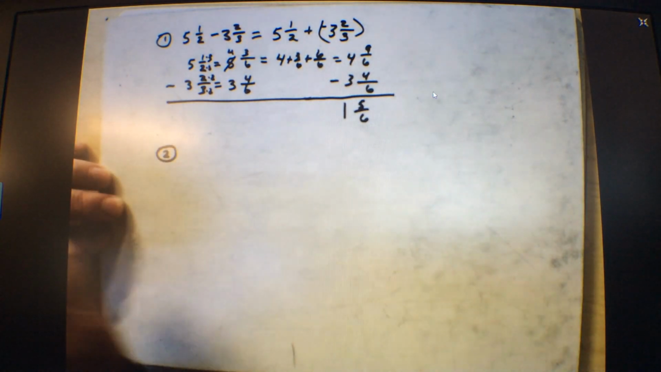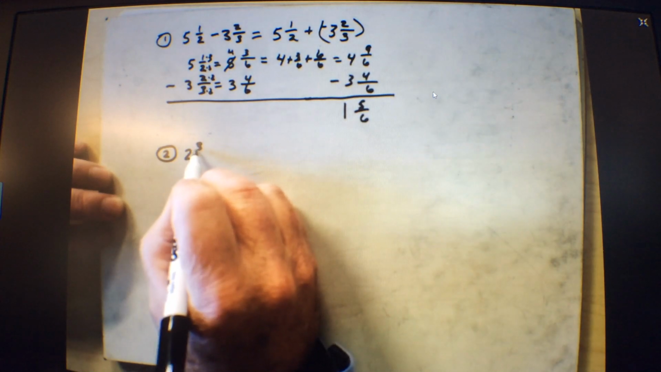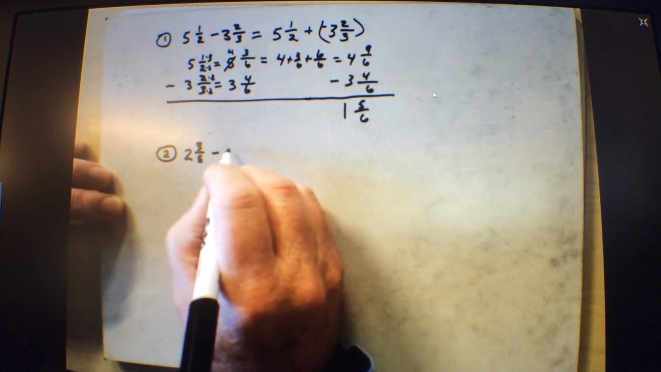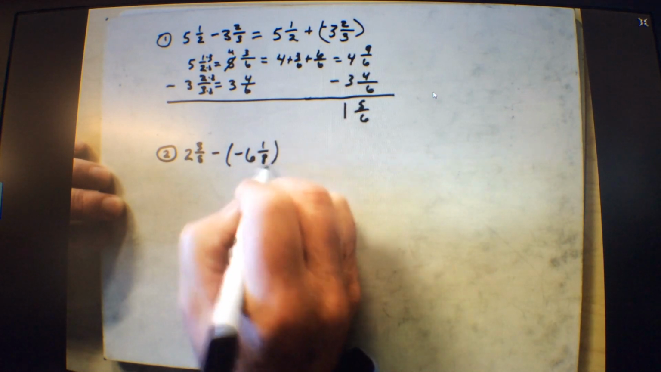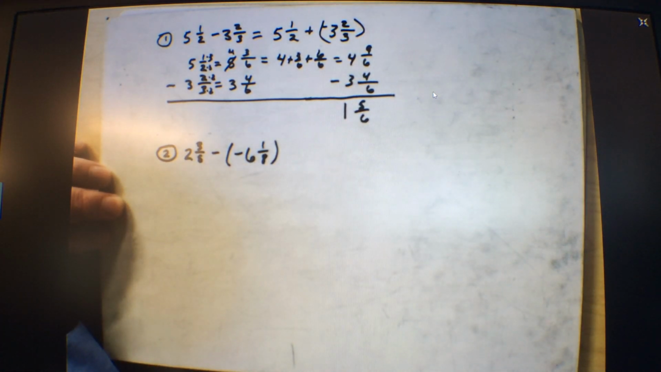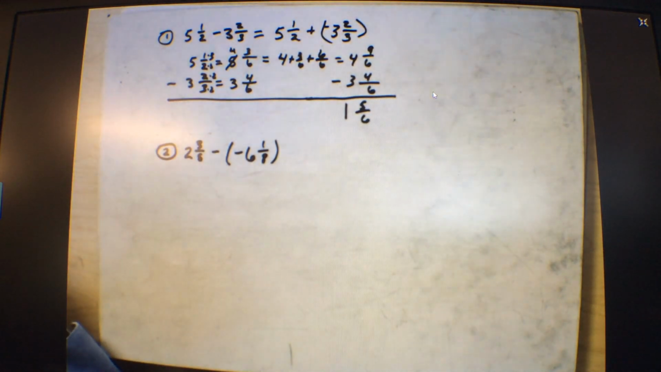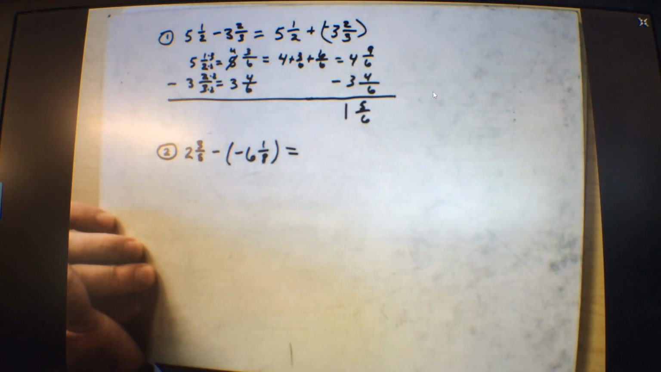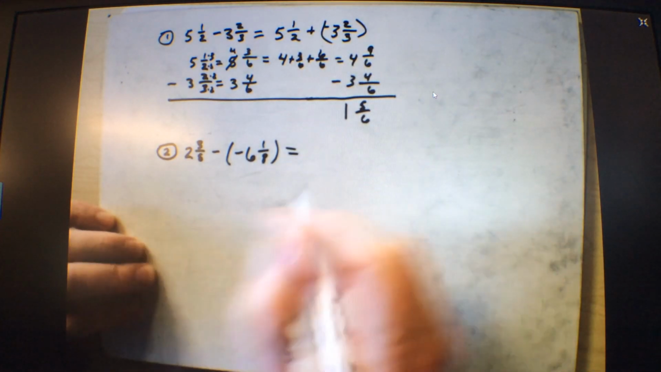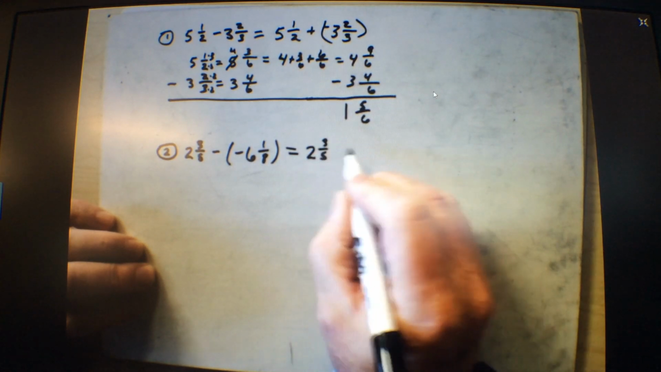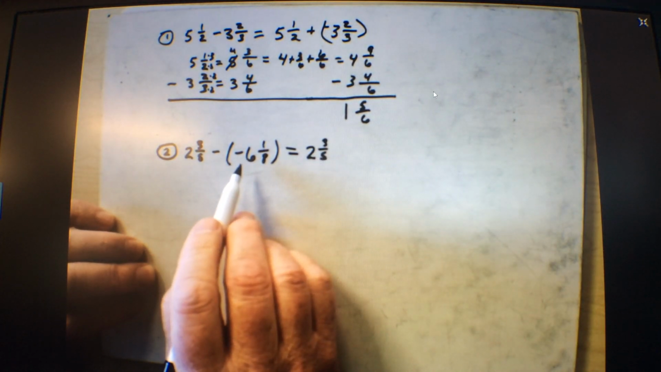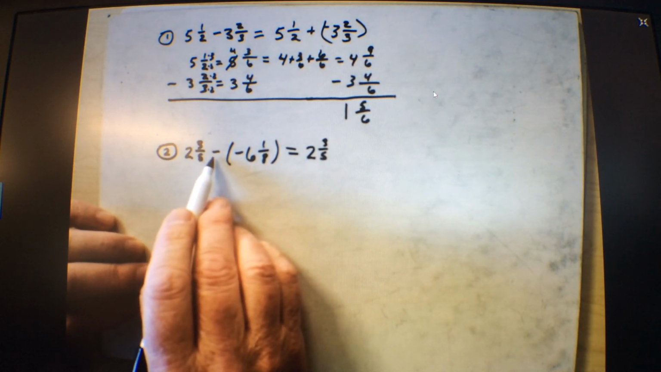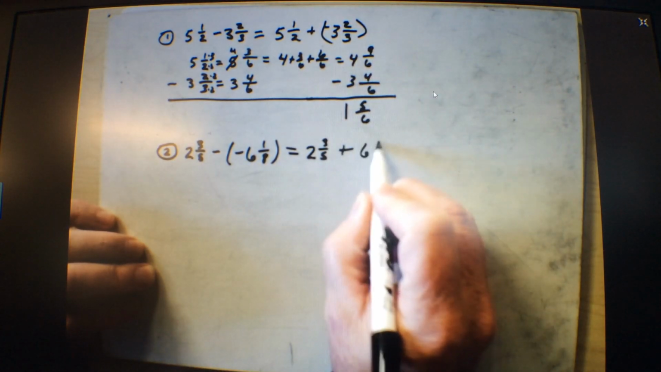Okay, let's take another one. 2 and 3/5 minus a negative 6 and 1/8. Okay? 2 and 3/5 minus a negative 6 and 1/8. Okay, so I go horizontally, correct? To get the right problem. So I go 2 and 3/5, and I change the sign of the subtrahend, Olivia. I change the sign of this to positive, and I change this to addition. So it's plus 6 and 1/8.